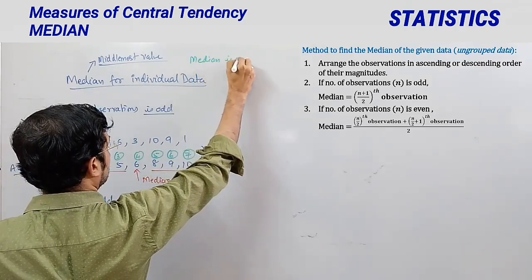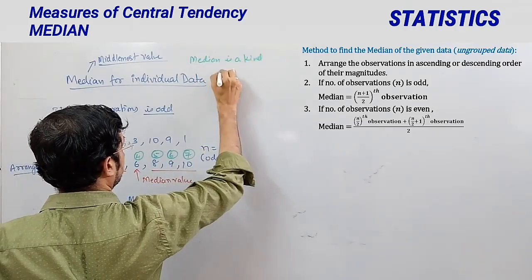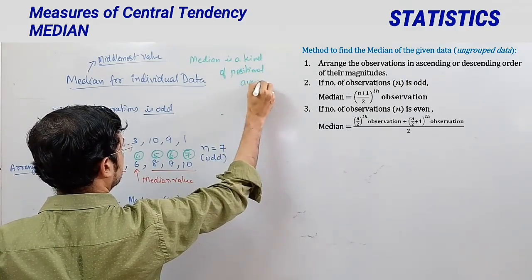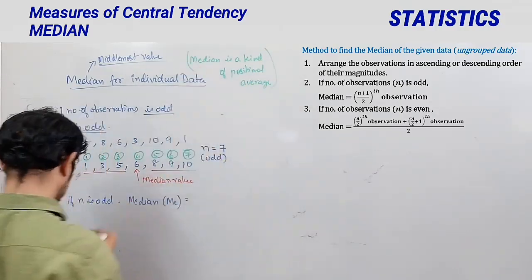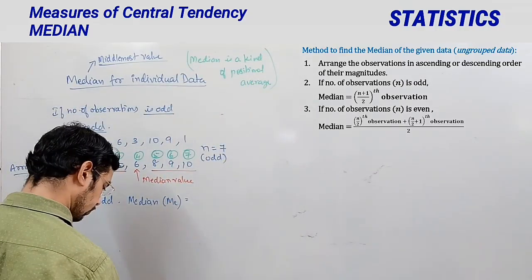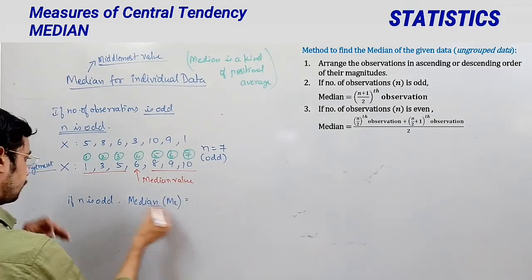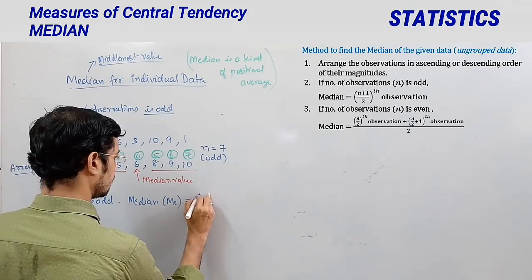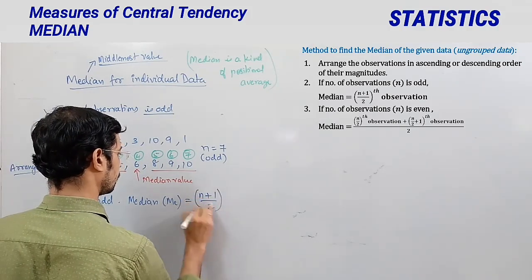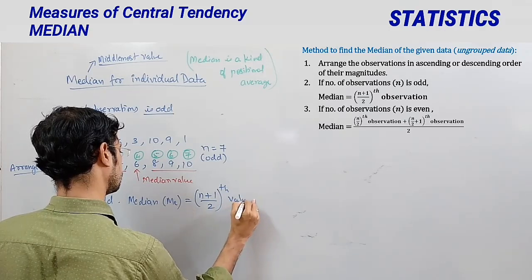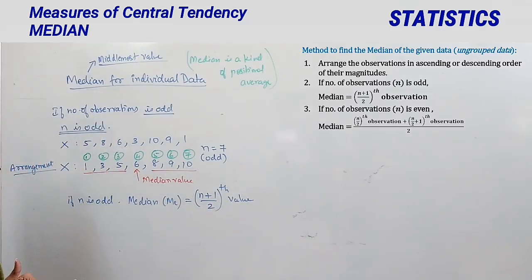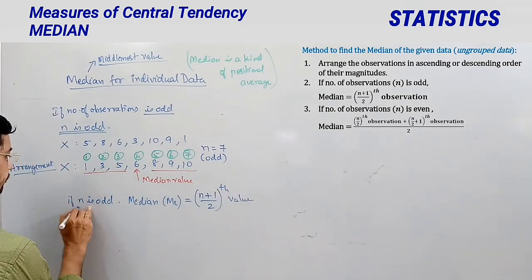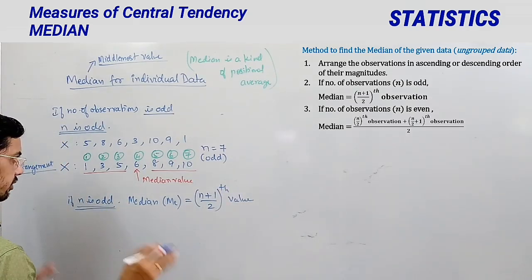Median is a kind of positional average. Now let us consider the formula. If n is odd, then we have this formula: (n plus 1) by 2 th value. This is the formula to find out median in case of an odd number of observations.